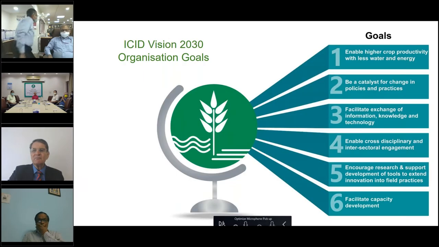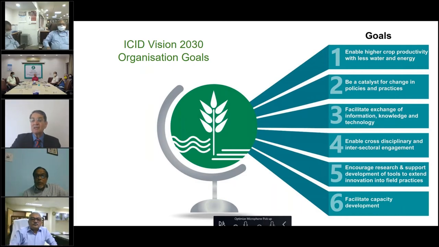We have a network of membership throughout the world of more than 75 countries representing more than 70% of irrigated agriculture. And we have set for ourselves six major goals. Number one is to enable higher crop productivity with less water and energy, be a catalyst for change in policies and practices, and facilitate exchange of information, knowledge and technology. That is precisely what we are doing today in terms of the launch of this very first course on micro irrigation. And then you will also see goals number 4, 5, and 6, where 6 is also to facilitate capacity development. And I believe everyone that has registered for this online course will also enhance their knowledge and design capabilities.